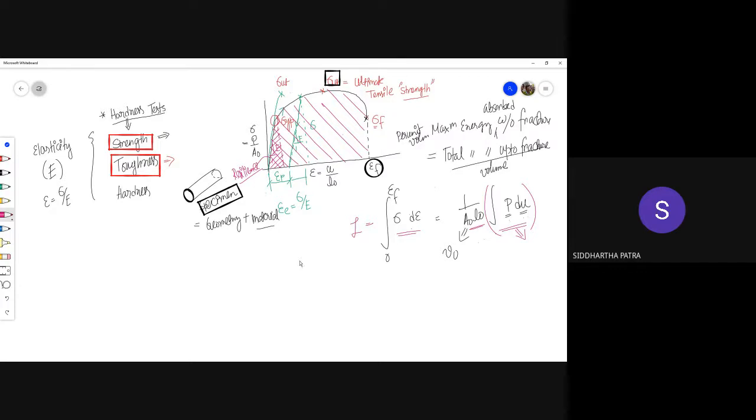So all of this you will find in the lecture related to the Izod impact test. Now today we are discussing hardness. Now hardness, in general, is a resistance to plastic deformation.